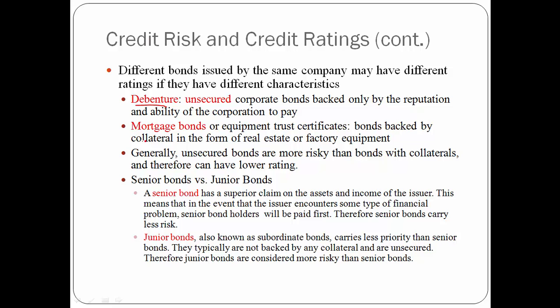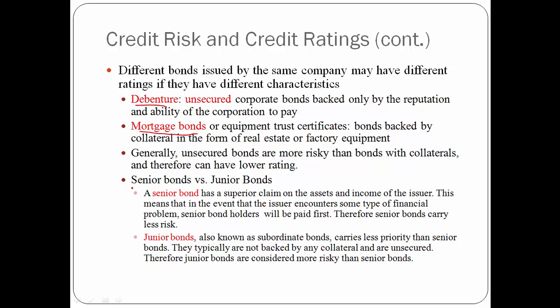Now we do have mortgage bonds. Mortgage bonds or equipment trust certificates are bonds backed by collateral in the form of real estate or equipment. So those bonds are considered safer and usually may have higher ratings. So generally unsecured bonds are more risky, and bonds with collateral are considered a little bit less risky.